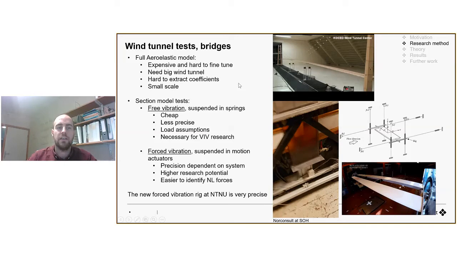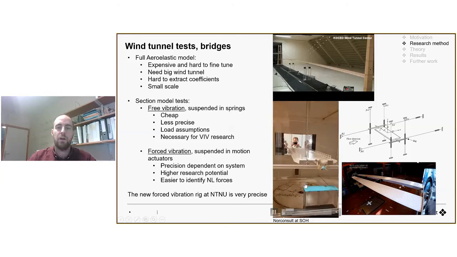And it's very hard to extract the coefficients from this. It's more or less a complete design check to see if everything's okay, when you're kind of finished. And it's really expensive to do. And you have other, easier tests when you only test the bridge cross section.